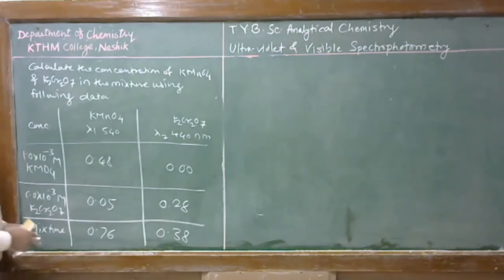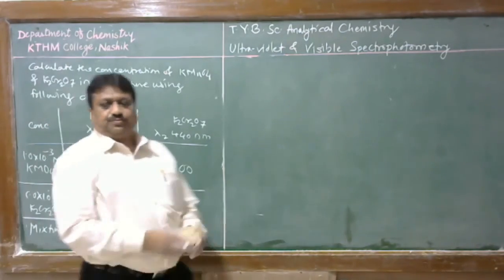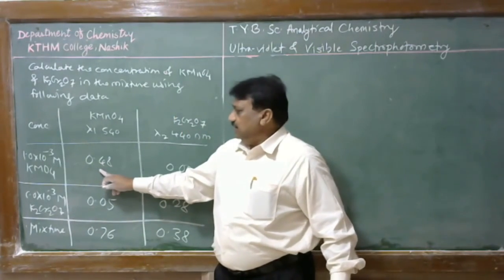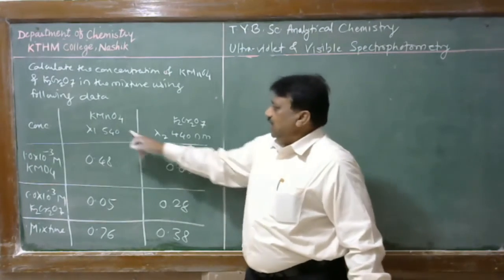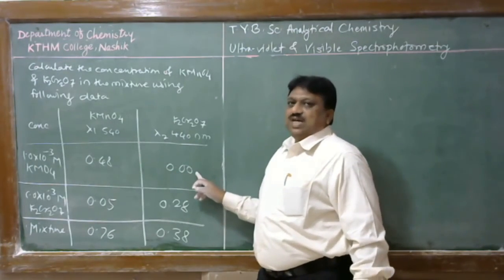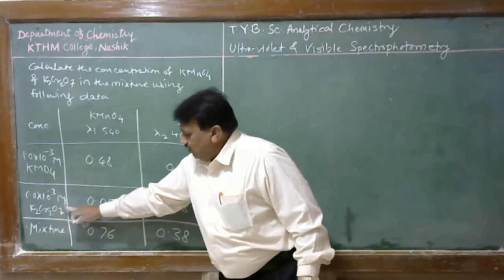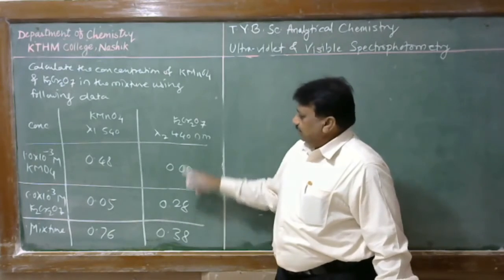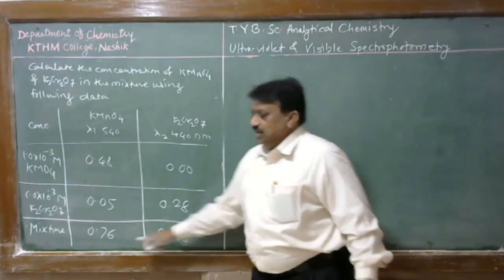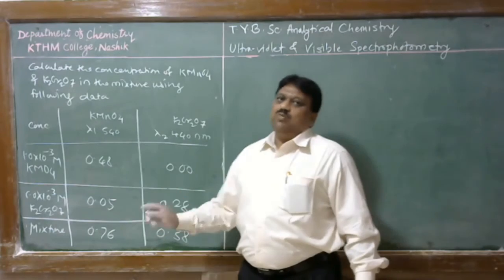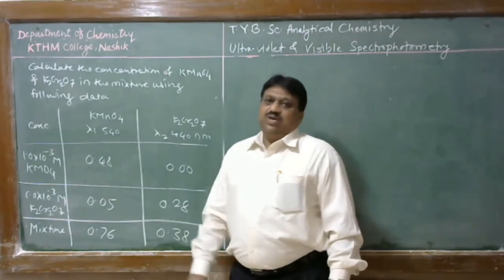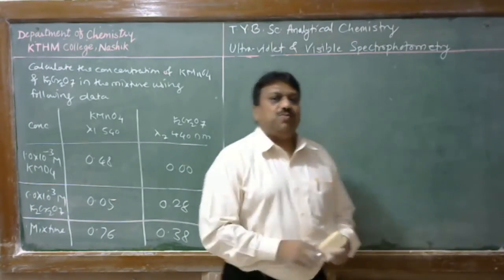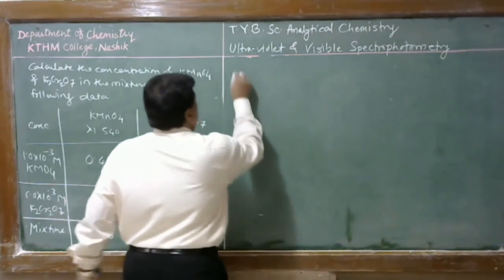This much information is given to you: this concentration of potassium permanganate has this much absorbance at 540, and it does not absorb at 440. This is the concentration of dichromate, its absorbance at this wavelength, its absorbance at its own wavelength, and this is the absorbance of the mixture at both wavelengths. Using this data, we have to find out the concentration of potassium permanganate and potassium dichromate in the mixture.